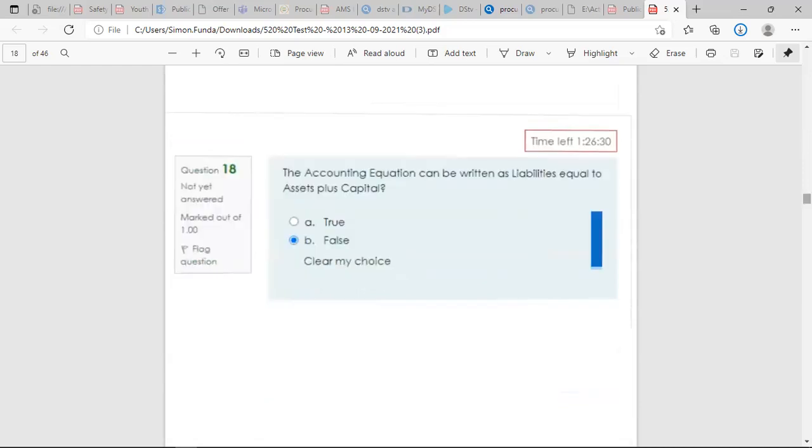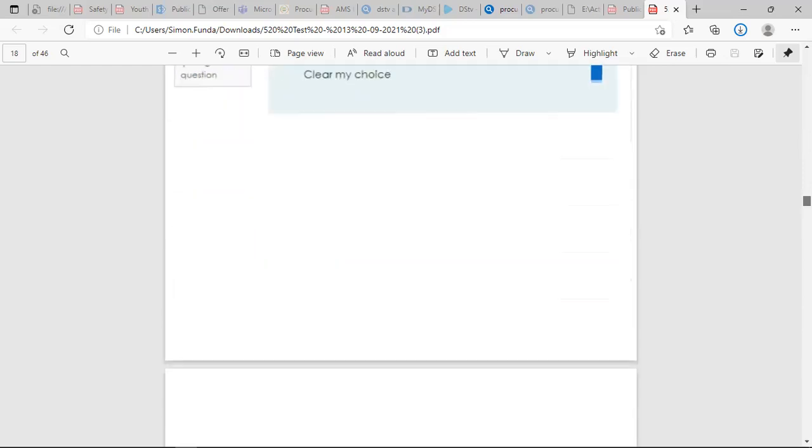Yes, it's okay. Okay. Then number 18, the accounting equation can be written as liability is equal to assets plus capital. So this is not true, this is false. So the accounting equation is assets equal to capital plus liabilities, and not liabilities is equal to capital plus asset. Okay, so this one is all straightforward. Go to 19.